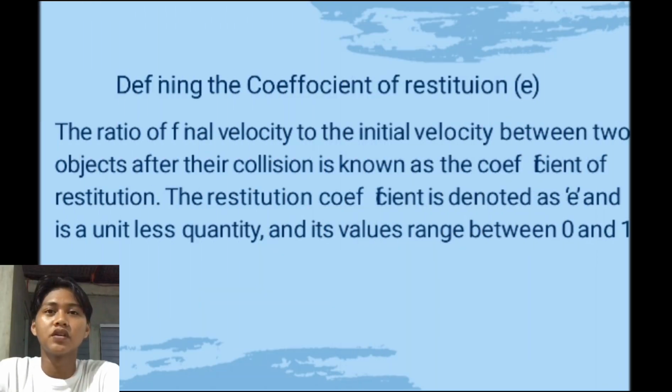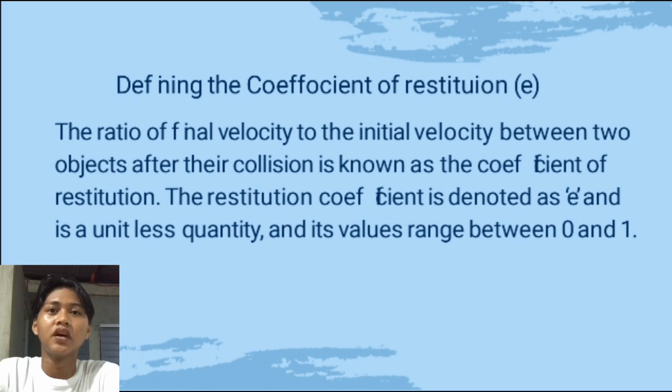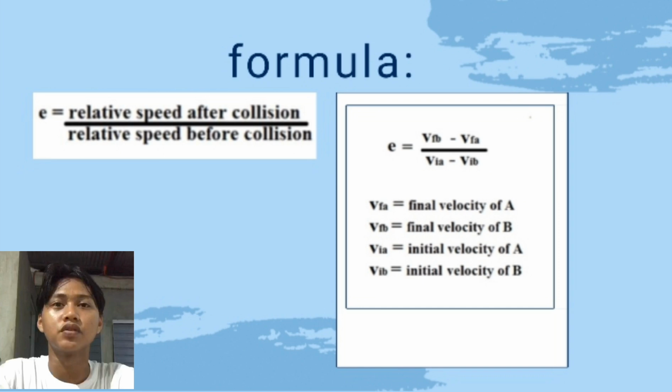So, what is the coefficient of restitution? The coefficient of restitution is the ratio of the final velocity to the initial velocity between the two objects after the collision. The restitution coefficient is denoted as e and is a unitless quantity, and its value ranges between 0 and 1. Coefficient of restitution is simply the relative speed after collision over the relative speed before collision.